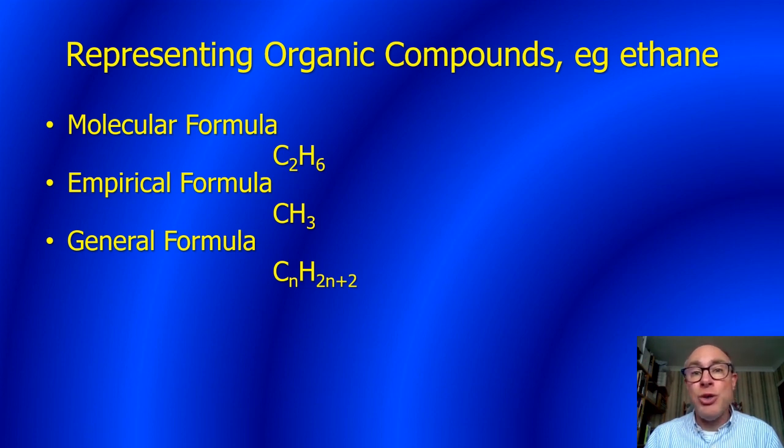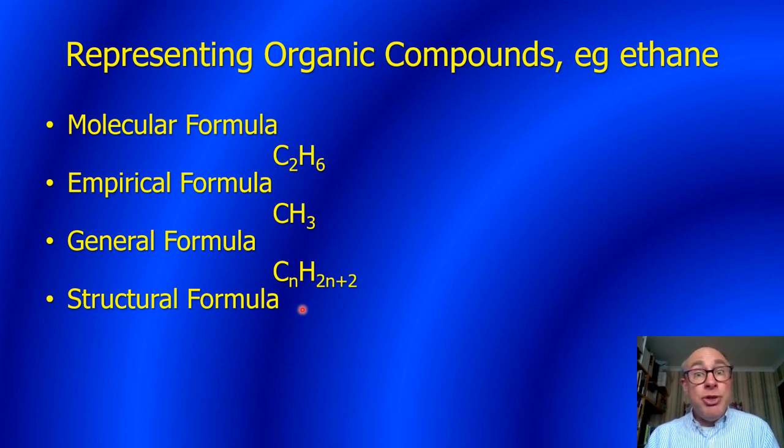CnH2n+2. So ethane contains 2 carbon atoms, therefore n is 2. 2 times 2 is 4, plus 2 is 6, therefore there will be 6 hydrogens. And so that's how, if we know that there are 2 carbon atoms, we can calculate the molecular formula from that general formula by substituting 2 in for where it says n.